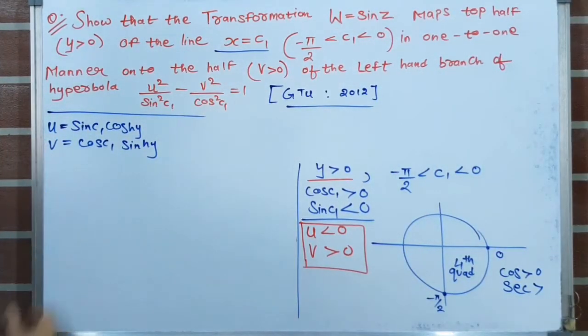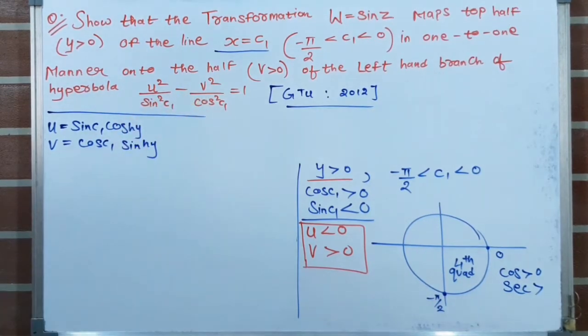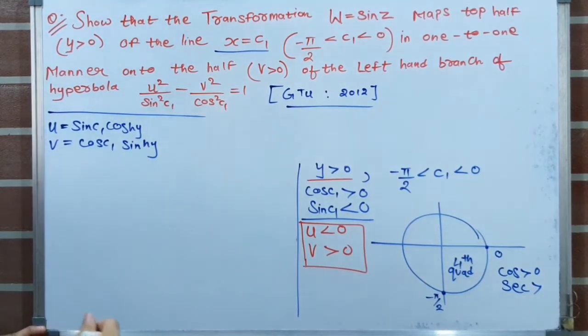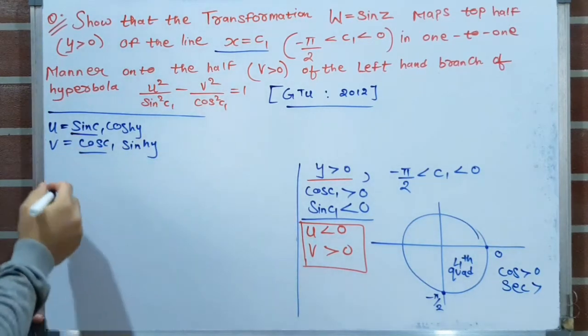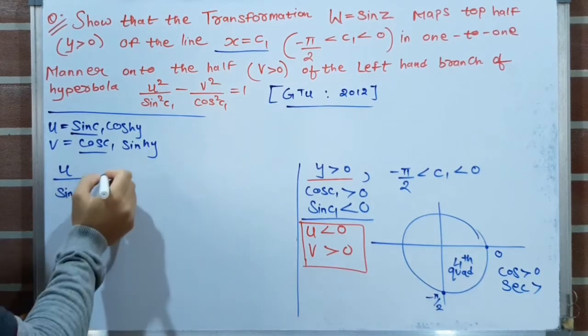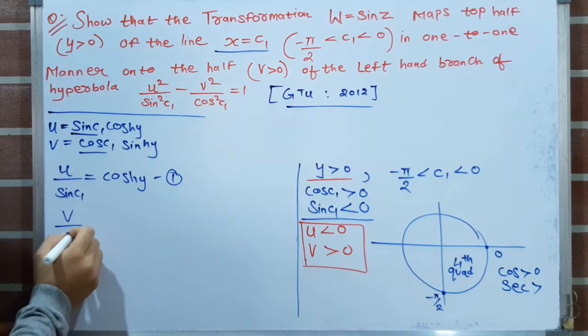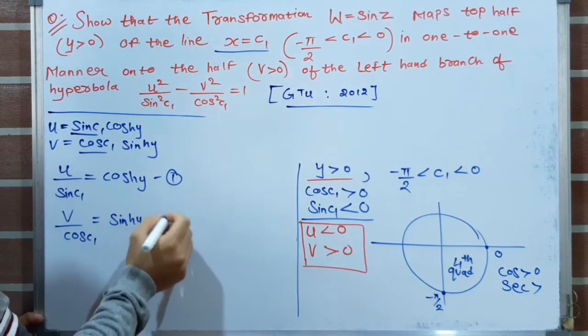So our u and v are: u is sine of C1 into cos hyperbolic y and v is cos of C1 into sine hyperbolic y. Now we have to bring this to the equation of a hyperbola. For that, as I told in the previous lecture on w equals sin z mapping, whichever term is constant we have to bring in the denominator. So u upon sin C1 equals cos hyperbolic y, let's say equation 1, and v upon cos C1 equals sine hyperbolic y, let's say equation 2.